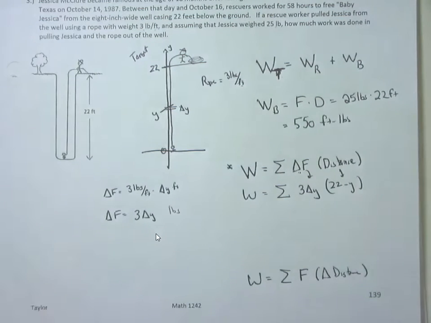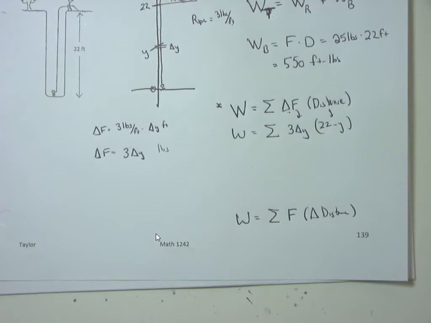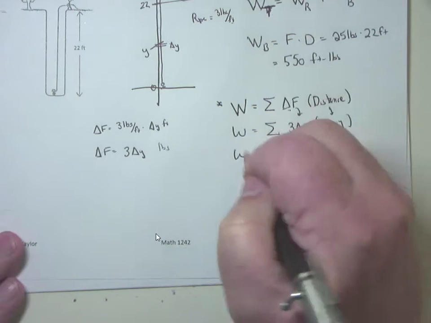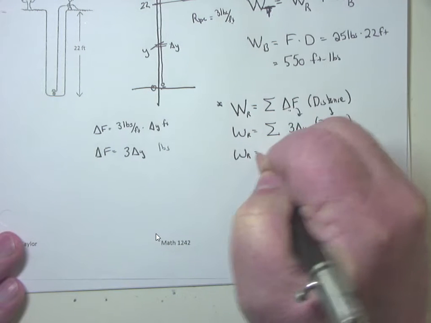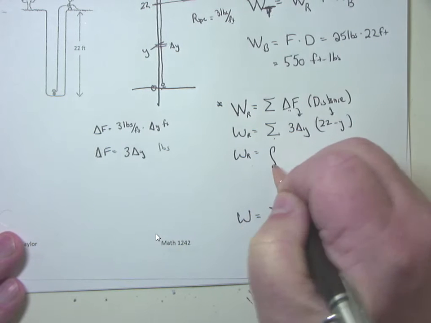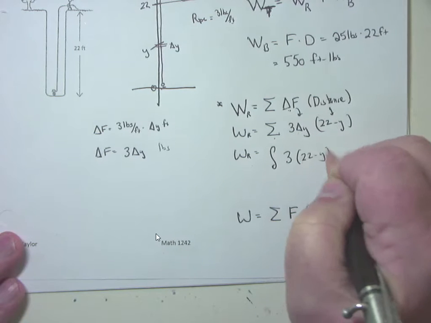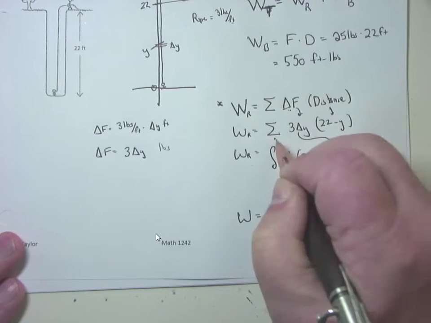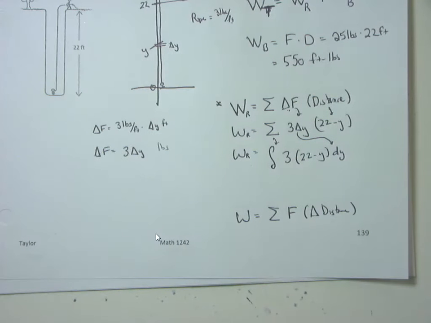Does that make sense? Now, convert this to integral calculus. Very important. So work, and this is the work on the rope, so put a little subscript R on this. The work on the rope. What does summation turn into? Integration. 3 is a constant, leave it alone. Your function is 22 minus y. And what is the delta y going to turn into? dy. And all you need to do now is figure out your bounds.